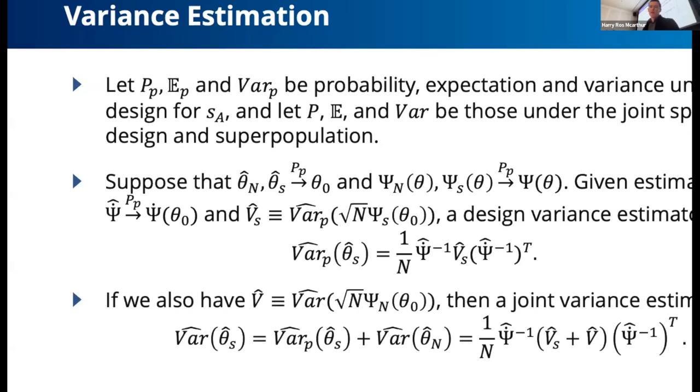If we also have an estimate of the variance of the estimating equation at the superpopulation level, that is the variance of the estimating equation under the mechanism that drives actual incomes, for instance, then we can add those two variances together in order to get the unconditional variance that accounts for randomness from both sources, both from the underlying superpopulation, but also from the randomness that the ABS, for instance, injects into this system through our random sampling.